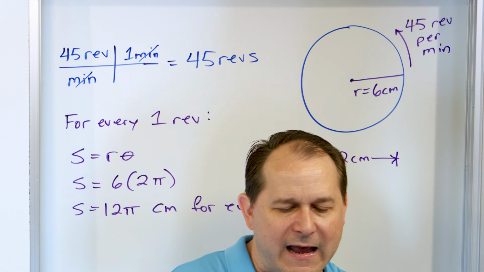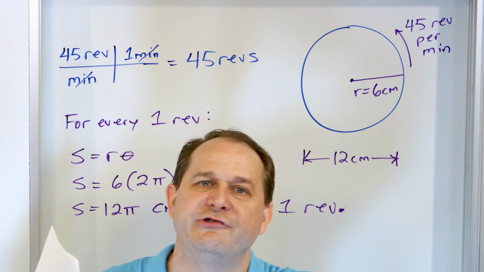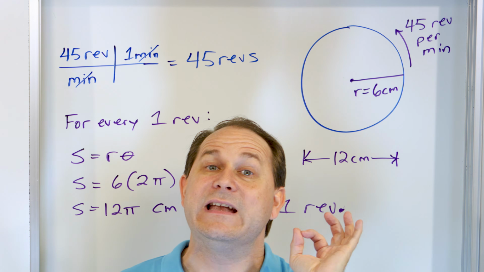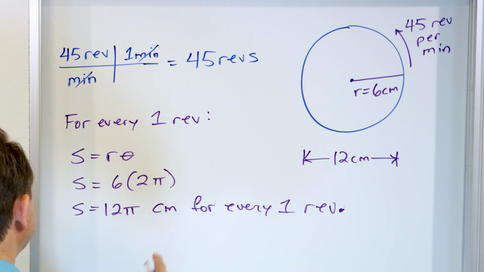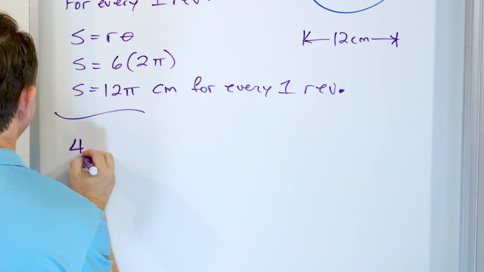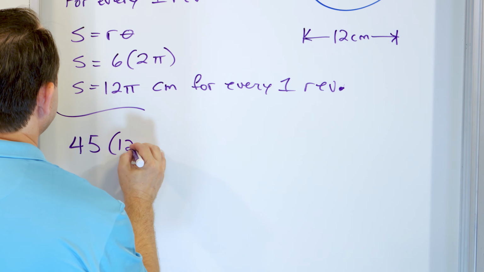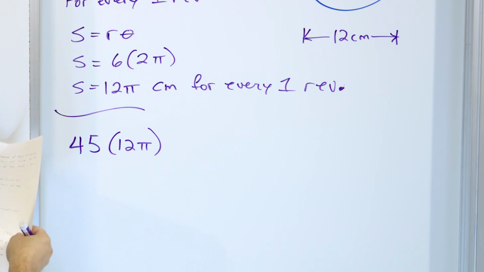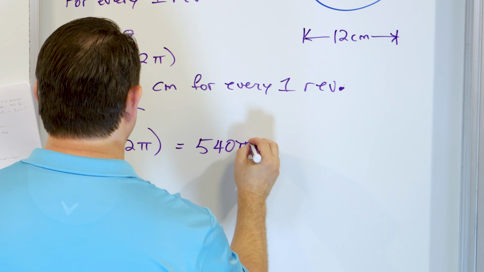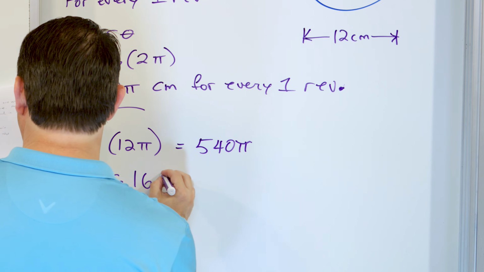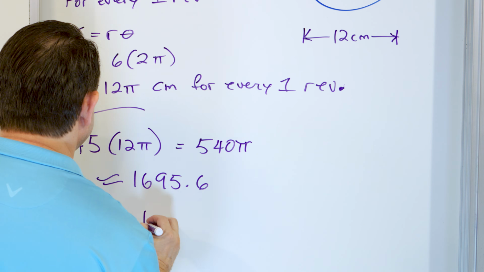So the question says, how far will a point on the edge of the circle travel in 1 minute? We know how many revolutions the thing happens in 1 minute, and we now know how far every one of those revolutions actually is. So we have to multiply those two numbers together. So 45 revolutions happen altogether, and then multiply by 12 pi centimeters for every one of those revolutions. And so what you get is 540 pi, which is approximately equal to 1695.6, which is approximately equal to, with rounding, 1700.